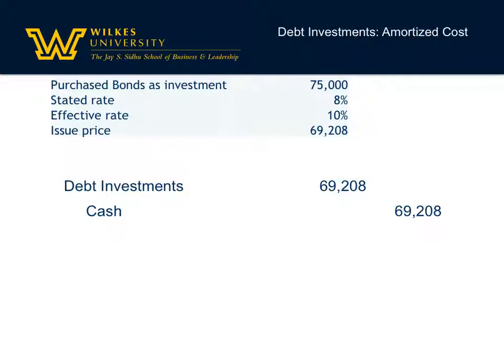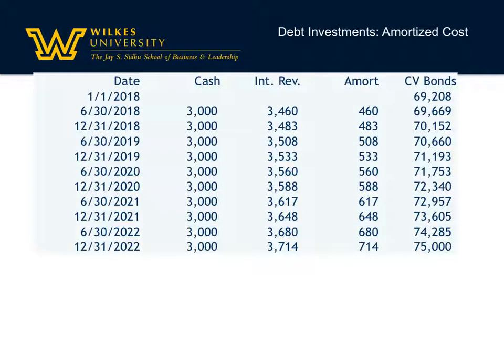The next thing you want to do is set up an amortization schedule to bring the debt instruments up to the $75,000. And it really doesn't matter if you're going to use the fair value method or the amortized cost. You're still going to make the same initial entries for the first year. So your entry on the purchase and your entry for the first year's interest are going to be the same. You may as well set up your amortization schedule. So here's your amortization schedule.